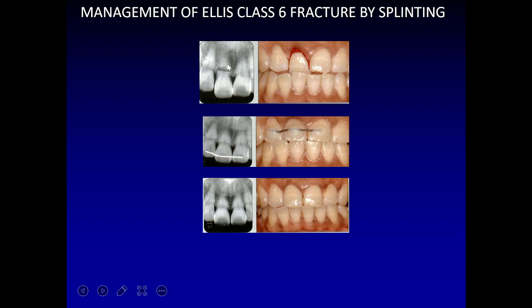Apical fracture, do nothing if there are no symptoms. Middle fracture, you can splint and sometimes you have to do root canal, but you will do it only till this fracture line and you will splint for 4 weeks, rigid or semi-rigid splint. And if the fracture is here somewhere, 2 months to 4 months, that is 8 weeks to 16 weeks of rigid or semi-rigid. Understood? Very, very clear.